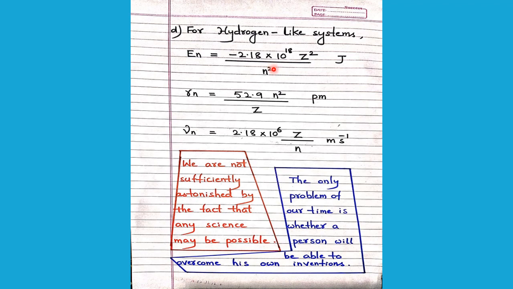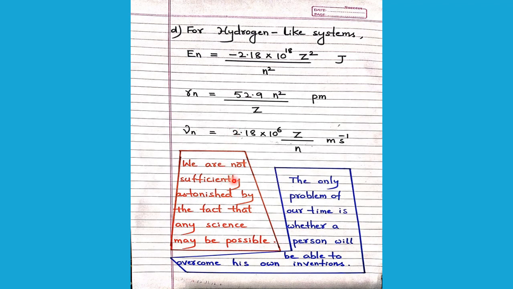For example, lithium, atomic number 3. If you want to convert lithium to a hydrogen like system, it has to lose 2 electrons. So lithium 2 plus is called a hydrogen like system. Helium 1 plus is also called a hydrogen like system. So these expressions are for hydrogen like systems. You just write the atomic number Z in place of Z, and you will get the values for En, Rn and Vn for the hydrogen like system or single electron system.